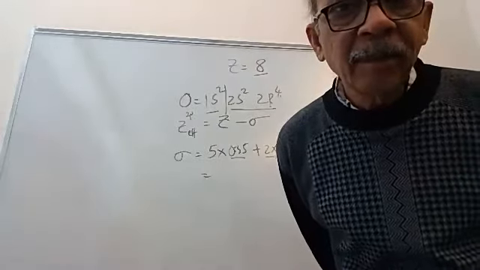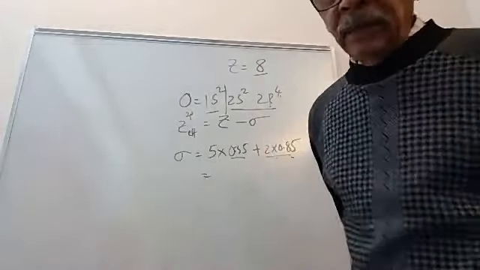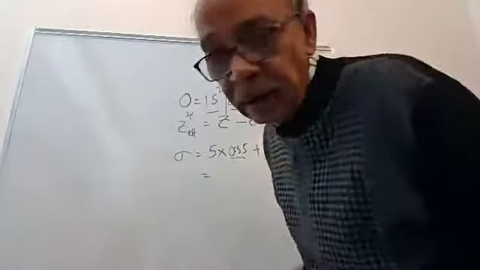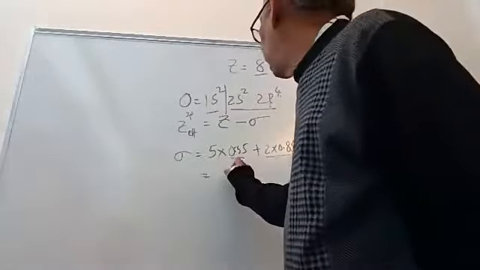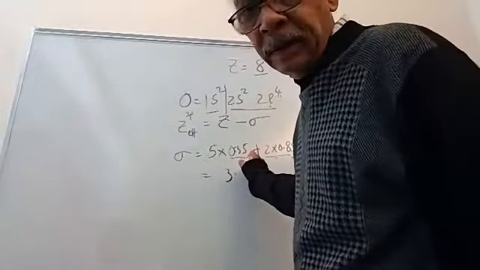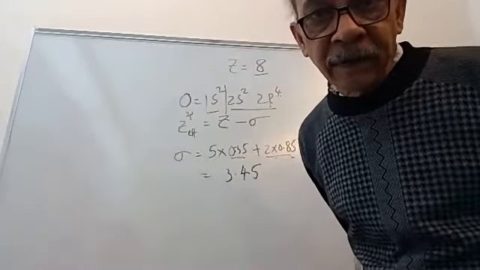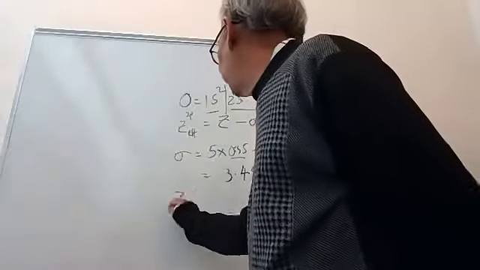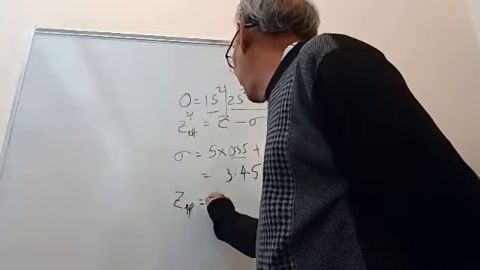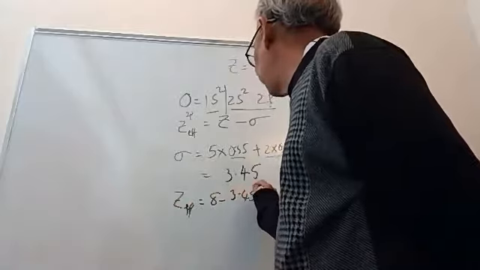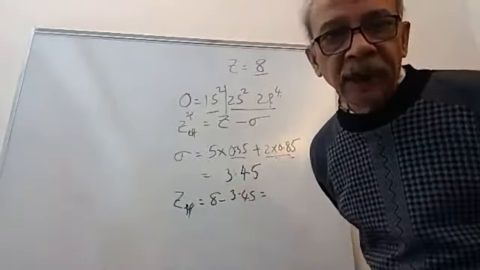Okay. It's 3.5. What is the value here? 3.45, sorry. 3.45? Yes. I want to make sure that's what everybody gets, 3.45, okay? Then your Z effective here will be 8 minus 3.45. That is 4.55, right?